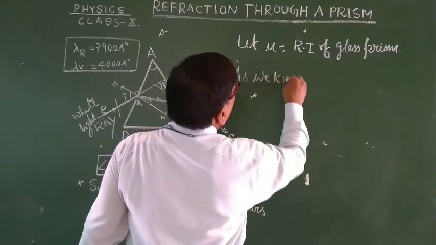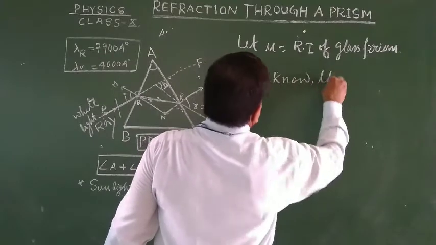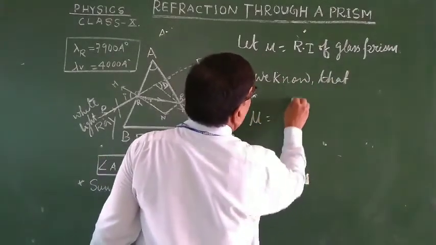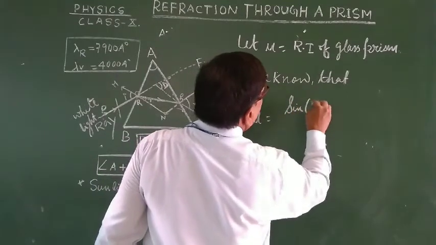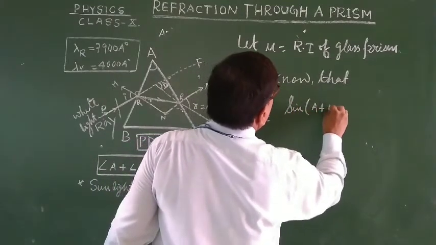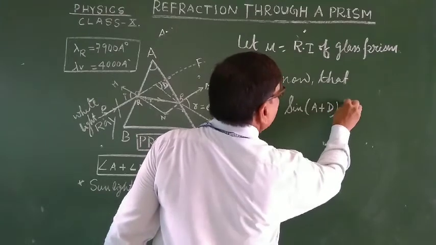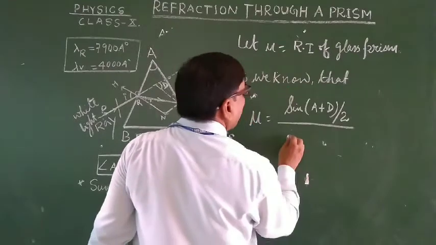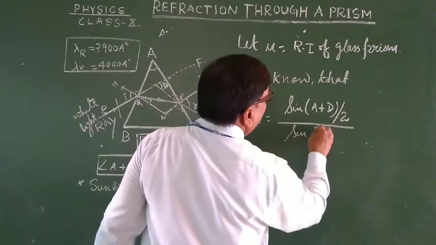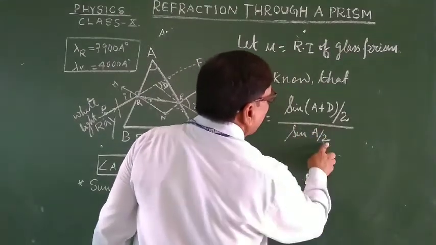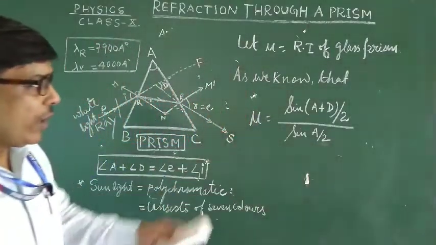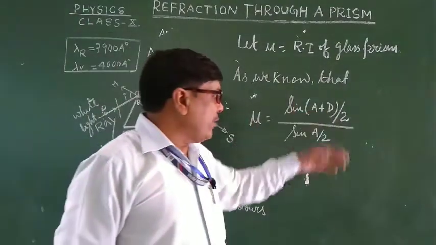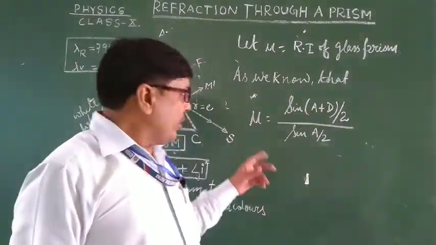Now the refractive index, as we know, mu is equal to sin of (A plus angle of deviation) divided by 2, upon sin of angle A upon 2. This is the formula, the relation between angle of prism, angle of deviation and refractive index.